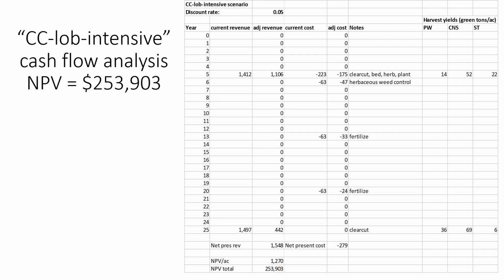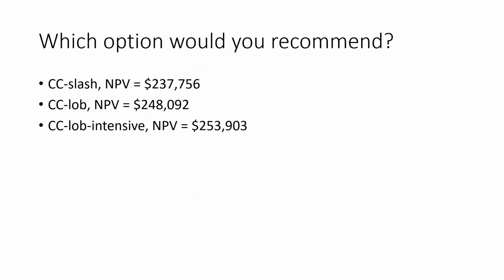Okay, so what we end up with then are 3 scenarios. You know, I said, okay, here's our slash and lob scenarios. That lob has a higher net present value than the slash by quite a bit, by $11,000. My intensive management lob also has a higher net present value than the less intensive lob option, but it's only by about $5,000 across the entire 200-acre tract.